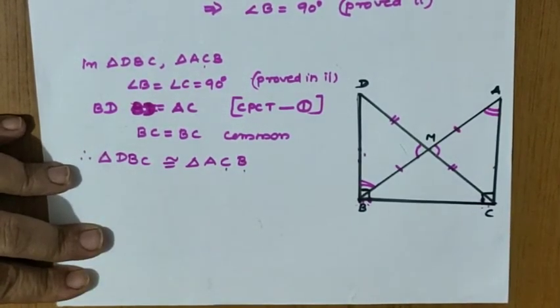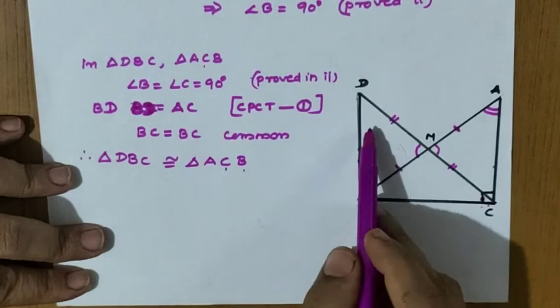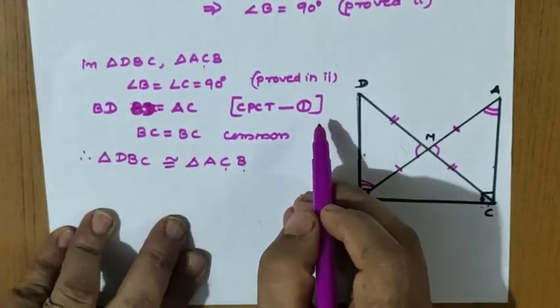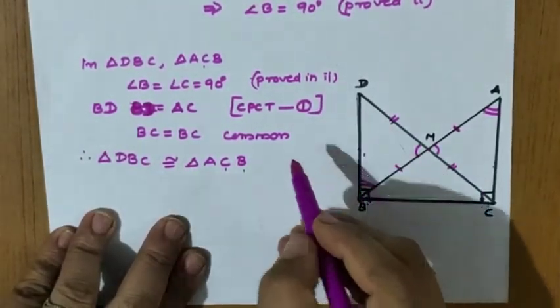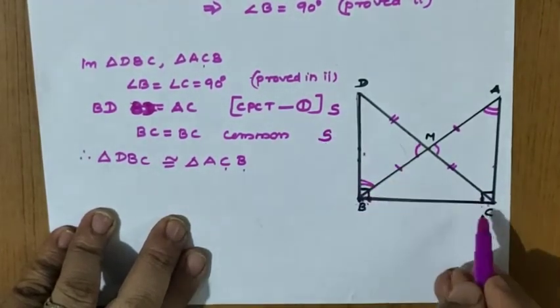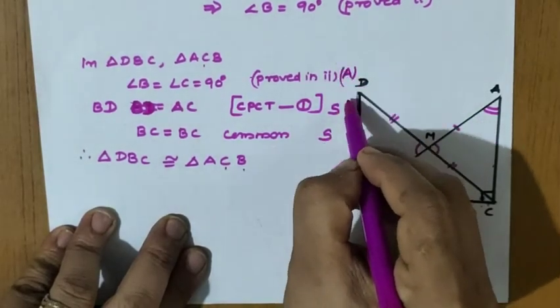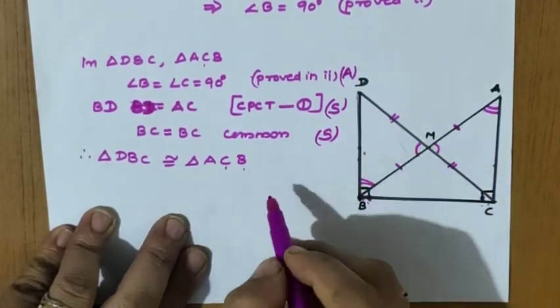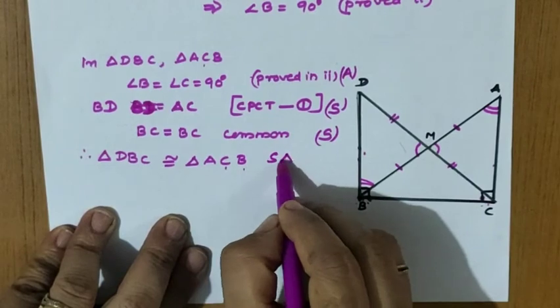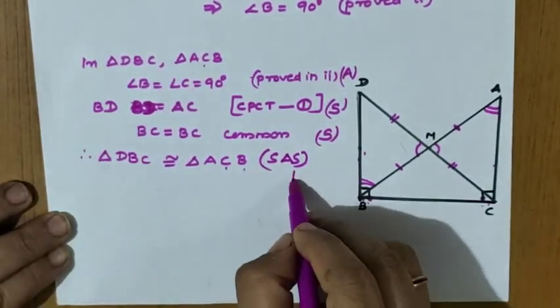Now what is the criteria? Only one triangle you check and decide the criteria, which is the first triangle DBC. DBC, the first side we have taken, that is BD. So the side again BC common side, and these two making angle B, right? So that is also included angle, so we can write here SAS, right? Now we have proved the third part.